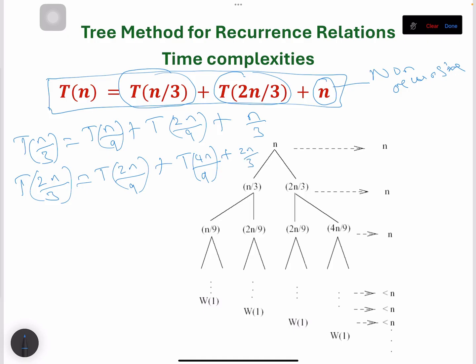So you can see the work done at each of the levels. This is the work done at this level. This is the work done at this level. That's why you see this 3. The 3 starts from n, which is the work done at the root level. The next, you see n by 3, that's this one. You see 2n by 3, that's this one. And so on and so forth. All right? So that's the idea here.